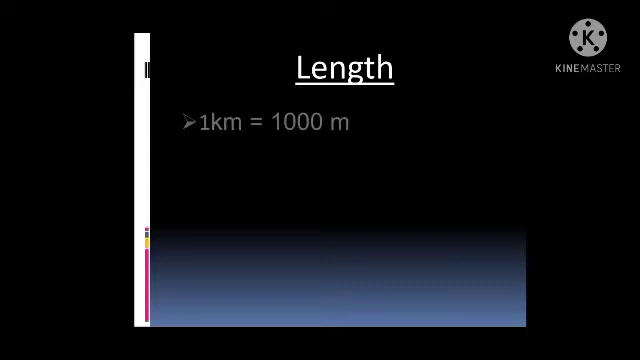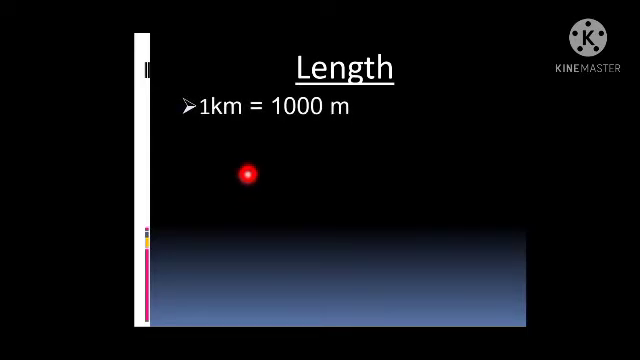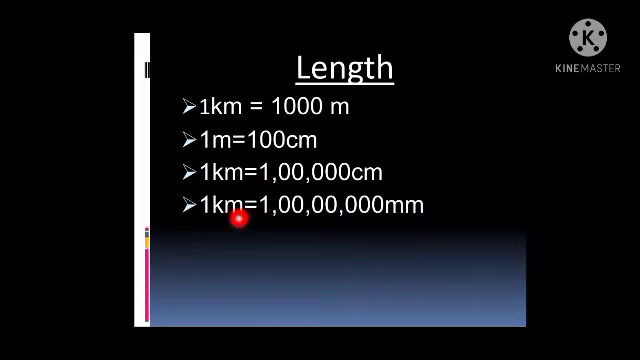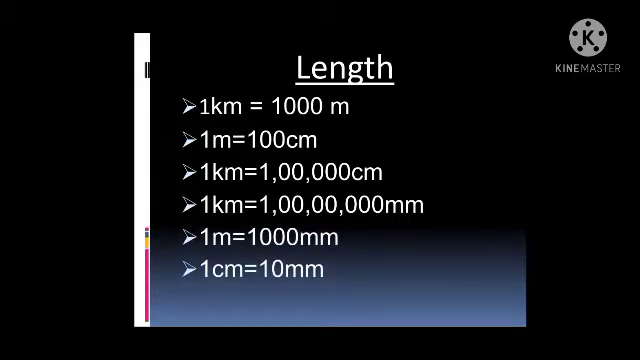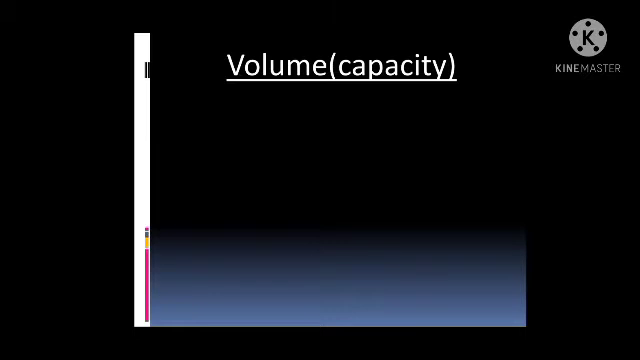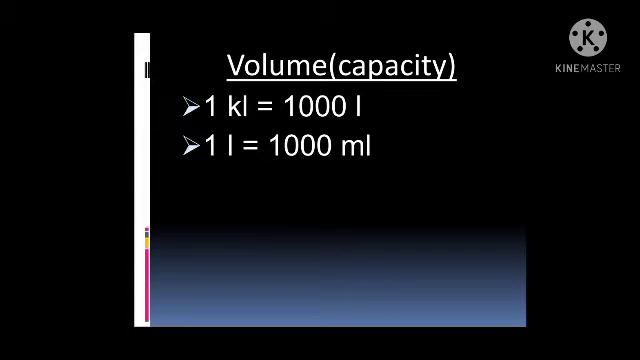Now let's recall the conversion table. In length, 1 kilometer is equal to 1000 meter, 1 meter equal to 100 centimeter, 1 kilometer equal to 1 lakh centimeter, 1 kilometer equal to 1 crore millimeter, and 1 meter equal to 1000 millimeter, 1 centimeter equal to 10 millimeter. And for weight, 1 kg equal to 1000 gram, 1 gram equal to 1000 milligram, and for volume, 1 kiloliter equal to 1000 liter and 1 liter equal to 1000 milliliter.